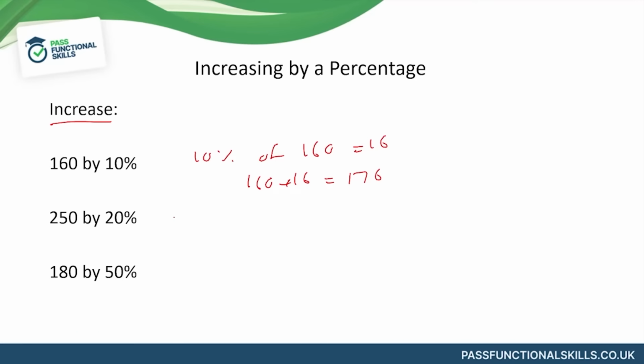For the next question, 10% is 25, so 20% is going to be 50, so I'm adding 50 on to 250. 250 plus 50 is 300. 50% is half. Half of 180 is 90, so it's 180 plus 90, so 270.